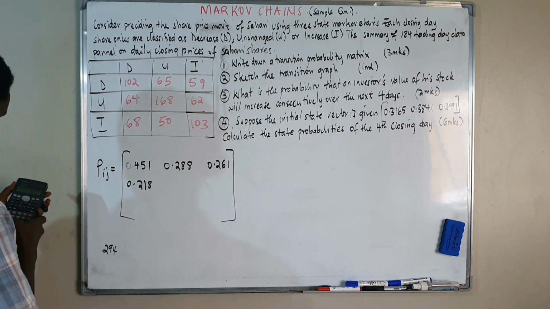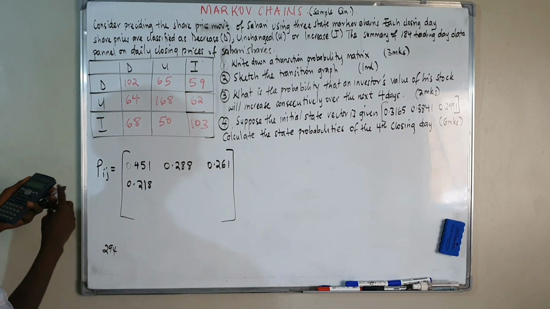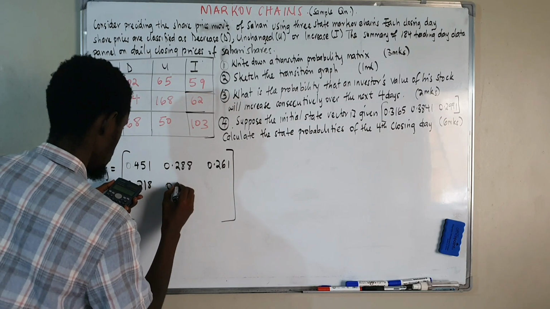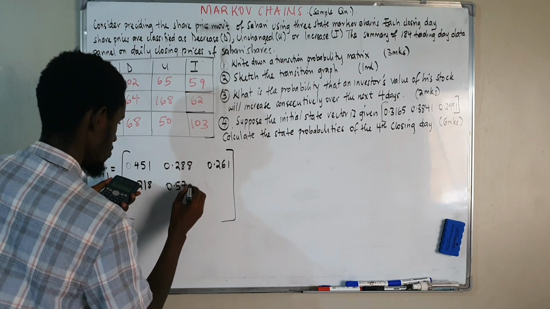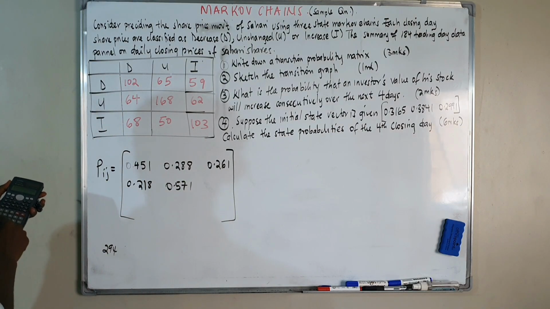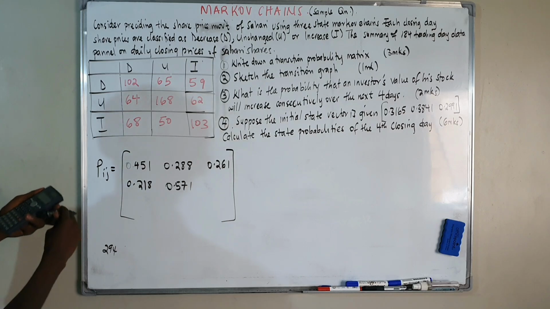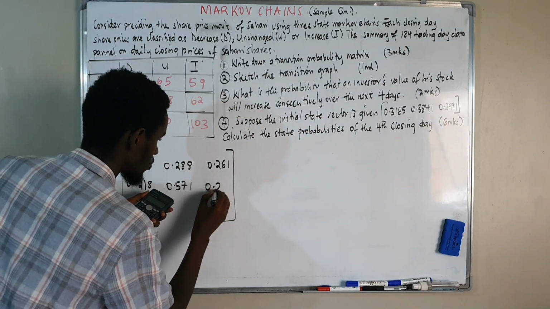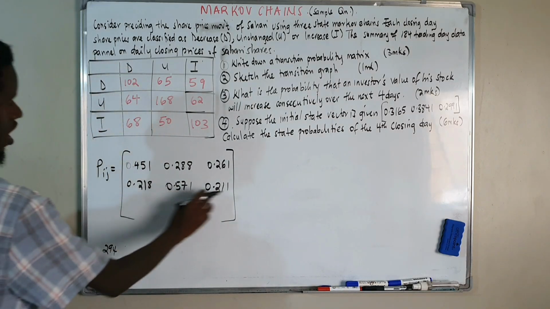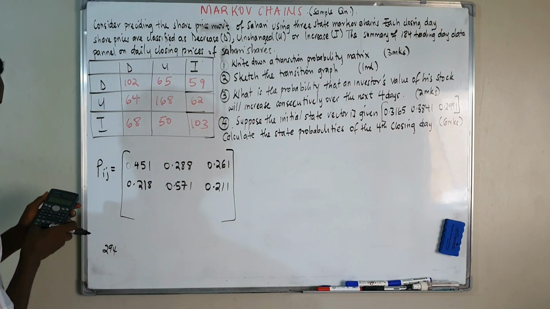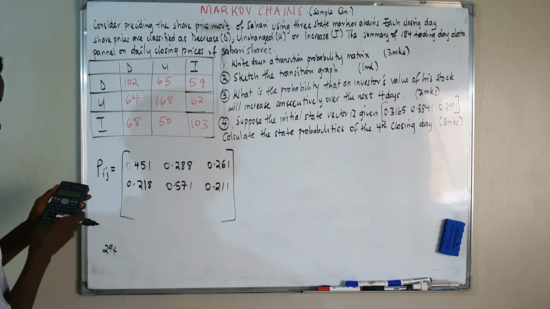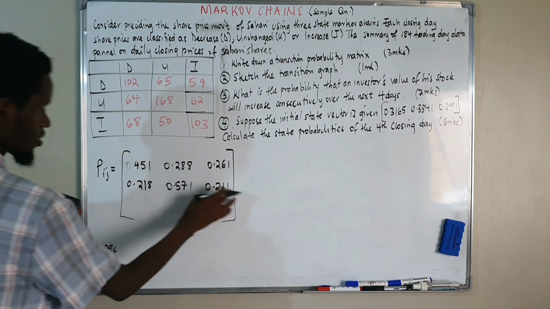Now it's 168 divided by 294. Here I have 0.571. Then what's 62 divided by 294? It is going to be 0.211. Now if I add these, they should add up to 1. Let me try: 0.218 plus 0.571 plus 0.211 is exactly 1.